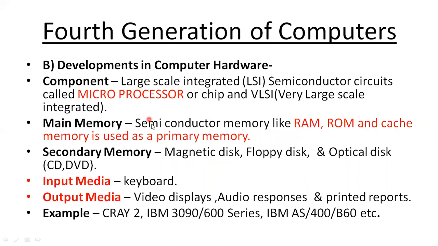And then what are the components in this? The developments in the fourth generation of computer, the components. Microprocessor is the main component. Chip or VLSI, very large scale integrated. Here you will use a large scale integrated semiconductor circuit, that is called the microprocessor. For memory you are using RAM, random access memory, ROM, and cache memory as primary memory. Secondary memory is magnetic disk, floppy disk, optical disk, for example CD, DVD. These are all secondary memory.